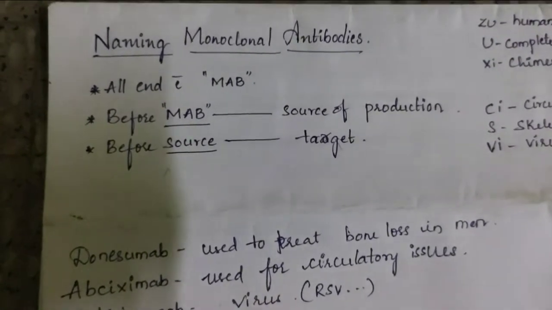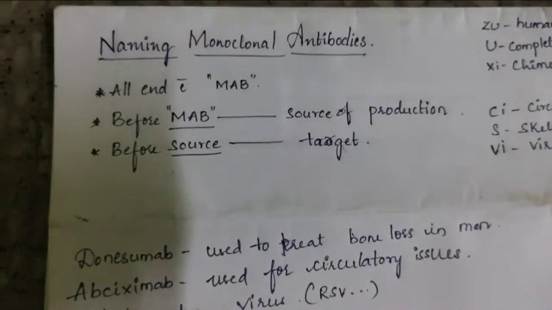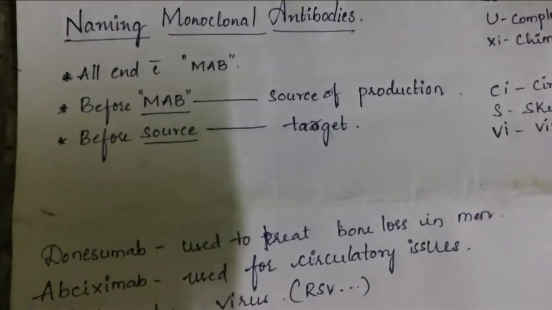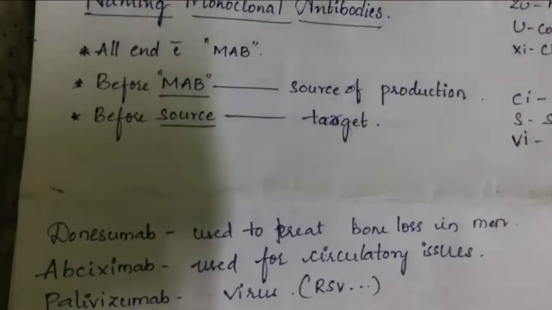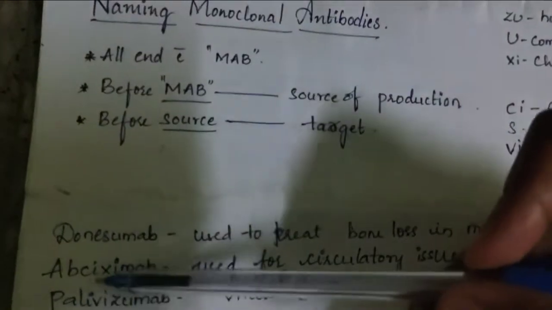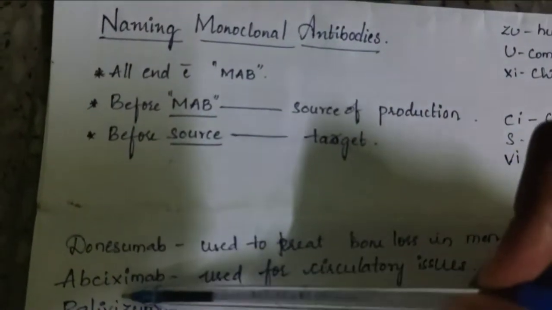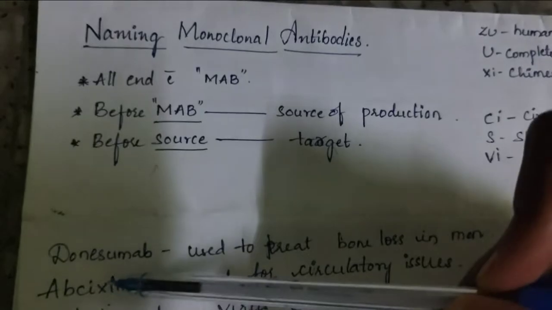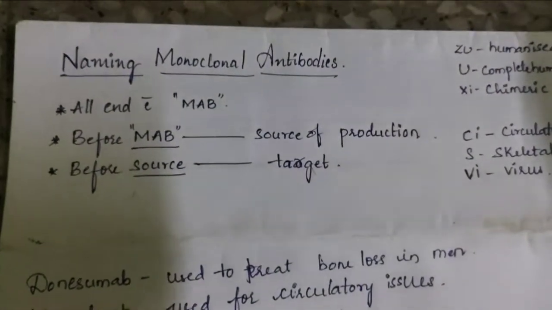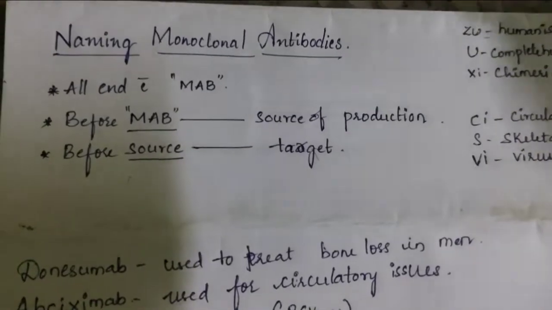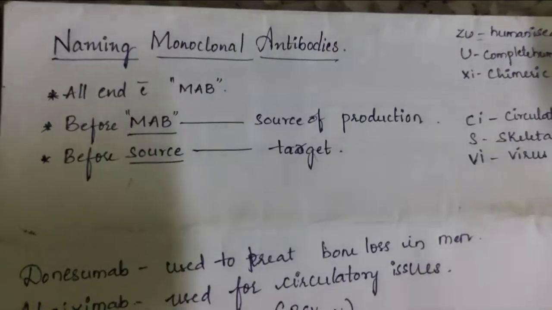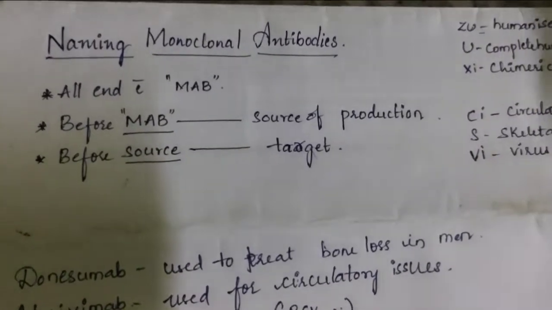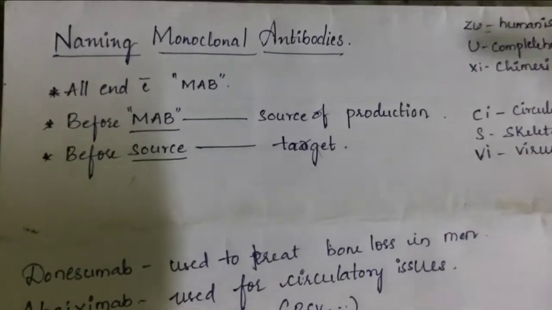For example, abciximab, basiliximab, denosumab, etc. In the whole name, it ends with MAB, and before MAB, usually the source from which it has been extracted is given, and this is the mnemonic. Here we go. ZU, usually humanized, not completely human but humanized, and only U, complete human. The source of production is completely from human.